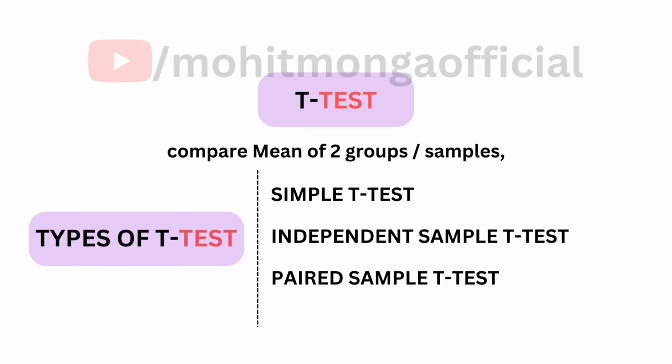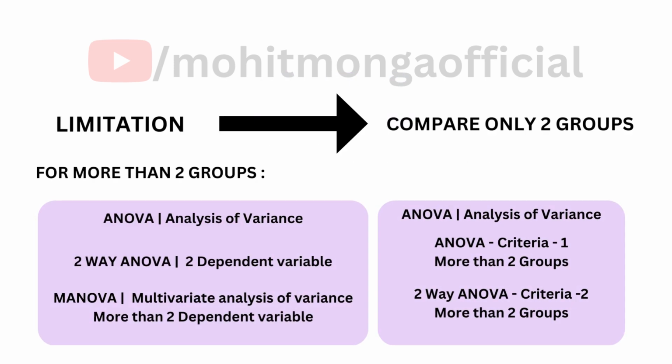When we have to compare the mean of two groups or samples, we perform t-test. Types of t-test. 1. Simple t-test, when we compare mean of a group to a predetermined number. 2. Independent sample t-test, when we compare mean of two independent samples, there is no predetermined number. For example, comparing two branches, two school sections A and B. 3. Paired sample t-test, when we compare the same sample twice, for example difference in sales figures before and after training. Limitation with t-test is that it can compare only two groups.